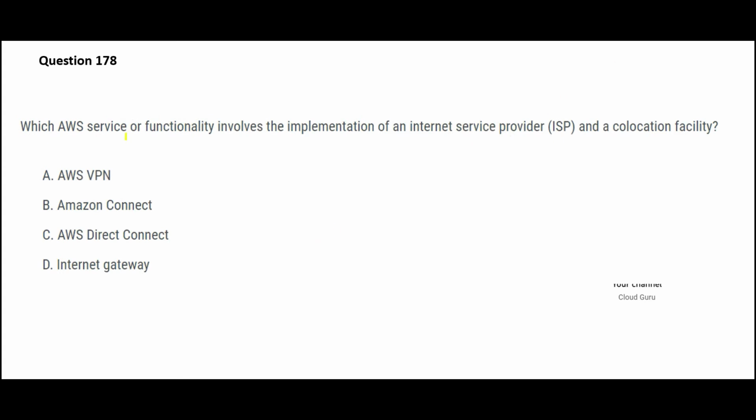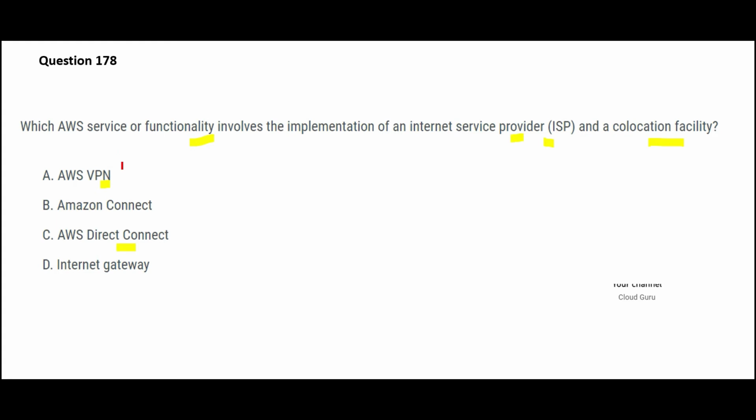So here, which AWS service or functionality involves implementation of ISP and co-location facility? See, implementation of internet service provider, when do you do? When you are using Direct Connect. Okay. See, with VPN, you are already making use of the existing internet connection that you have. So you don't have to worry about, you know, setting up or implementing a new ISP and a co-location facility. You don't have to worry about that.